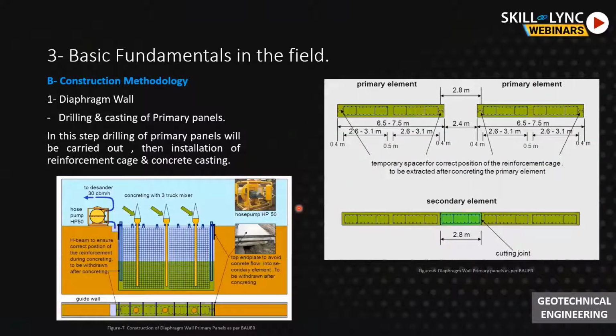Second is the drilling of primary panels. For diaphragm walls, we have primary panels and we have secondary panels. And the 2 panels will be intersected together in order to retain the soil at the retained side and prevent the seepage of water. So the first step is to install the big panel or the primary panel.